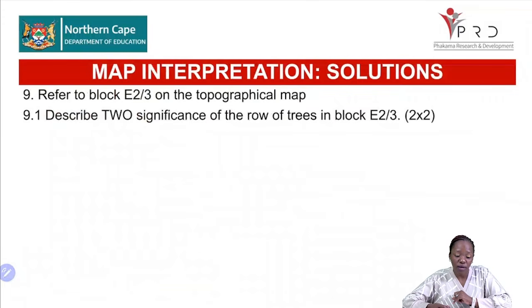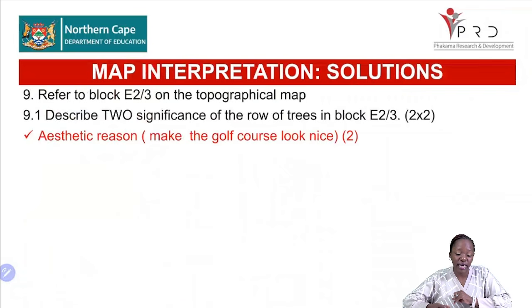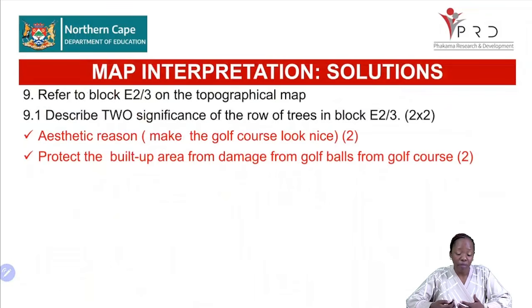Continuing with our corrections, as we're looking at the significance or the importance of the row of trees in block E2 as well as your block E3. So number 1, for aesthetic reason. When you're talking about aesthetic reason, it is making an area look beautiful. So besides the area being beautiful because of those trees, it also protects the built-up area.